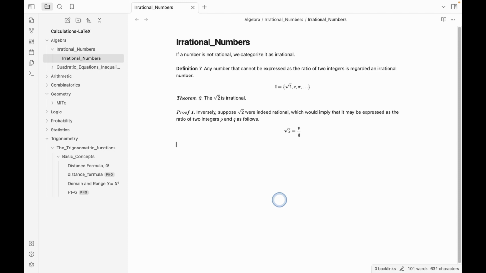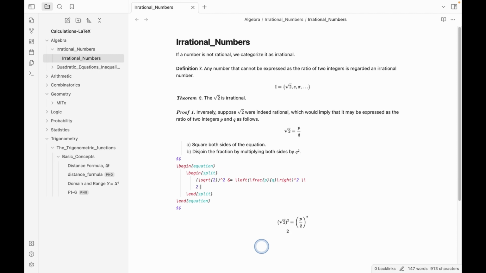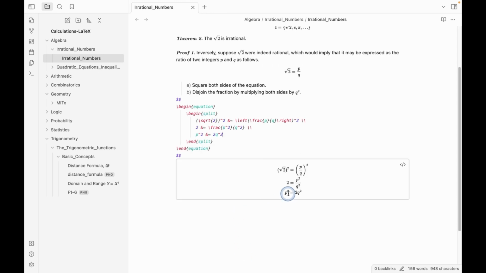Now this proof involves two computational steps and two implicit steps that we'll go over in just a moment. So the first step is to square both sides of the equation, and the second step requires disjoining the fraction by multiplying both sides by q squared. So the purpose of step A is to eradicate the radical on the left side of the equation and to distribute the exponent on the right side. In step B, we simply disjoin the fraction by multiplying both sides of the equation by q squared.